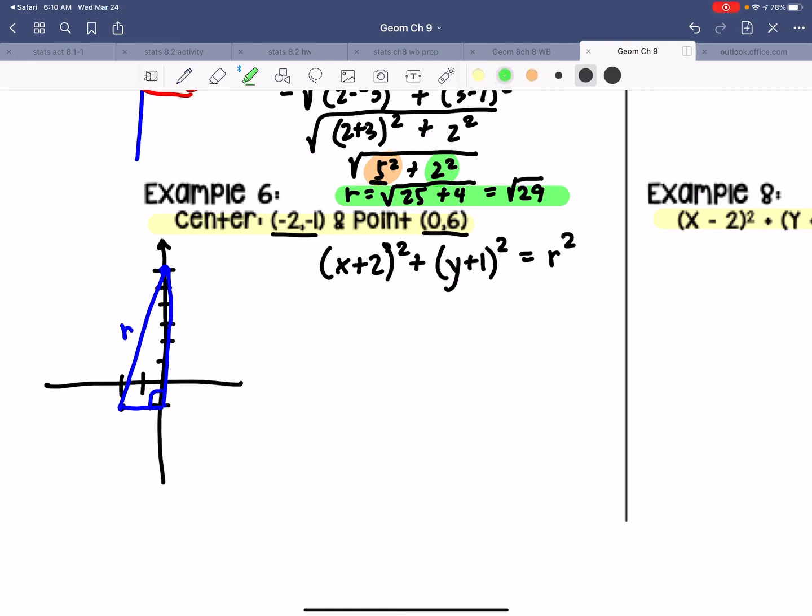So notice I went up 6. Well, that's the distance between negative 1 and 6. Negative 1 and another 6, the distance between those is 7. Now, what is the distance between negative 2 and 0 on a number line? Well, 0, negative 1, negative 2. That's this number 2. So the length of this radius has to be the square root of 2 squared plus 7 squared because it's the hypotenuse. So our radius is equal to that.